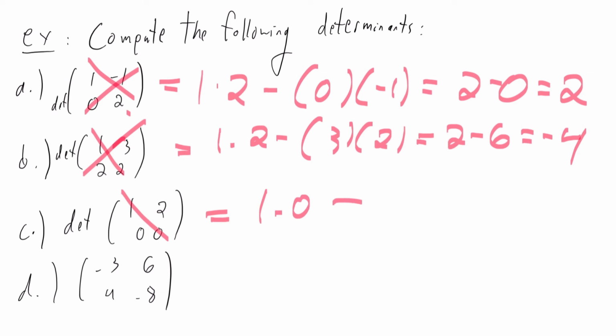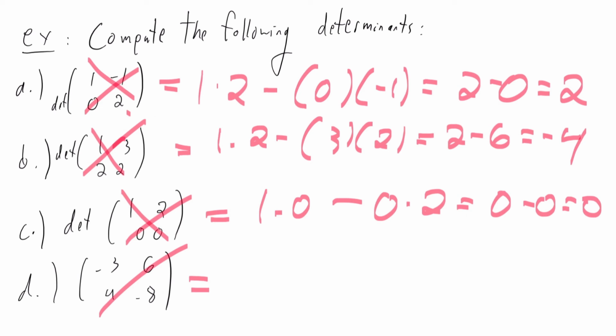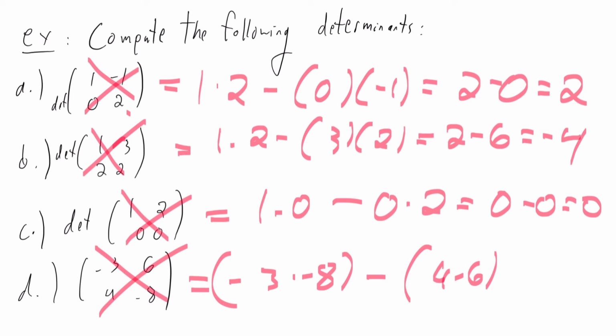1 times 0 minus 0 times 2, so 0 minus 0, which is 0. And minus 3 times minus 8, minus 4 times 6. And this is equal to 24 minus 24, so 0. So I'll make little stars around these.